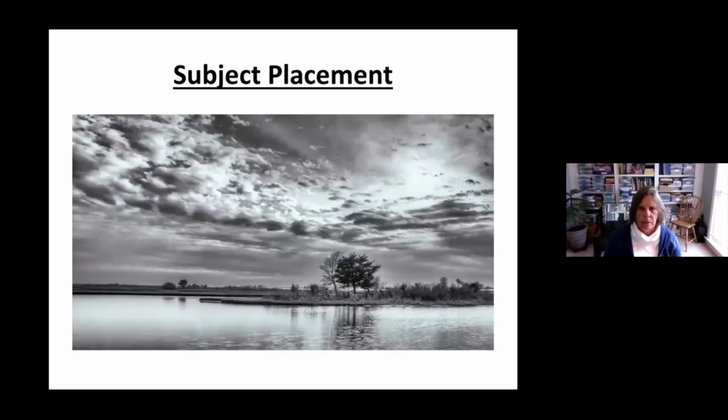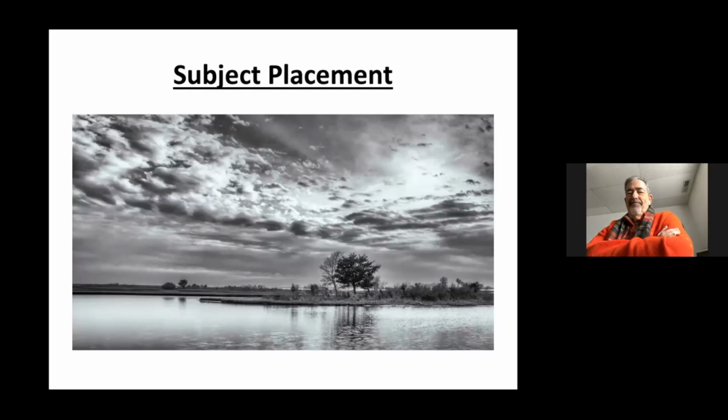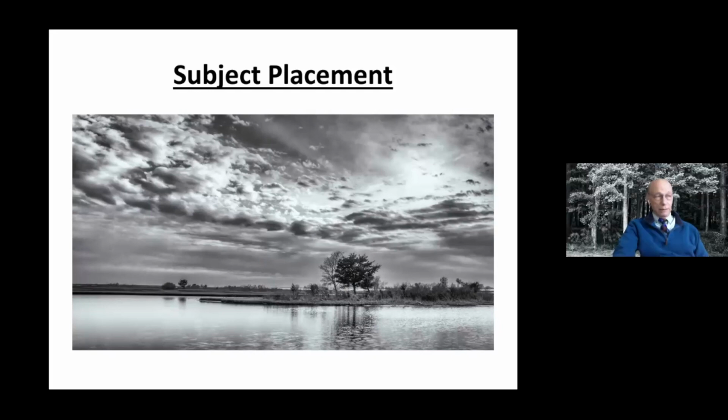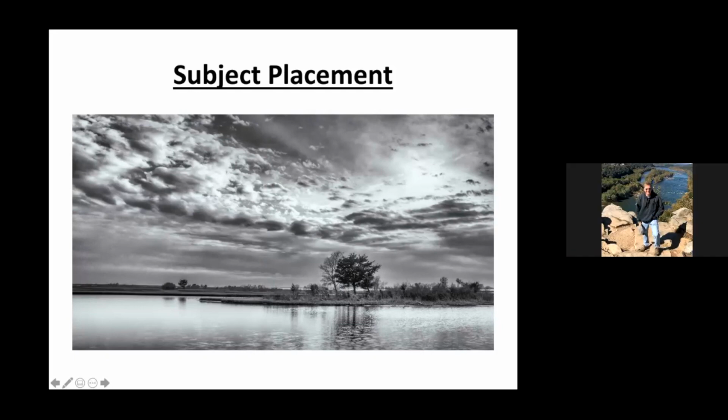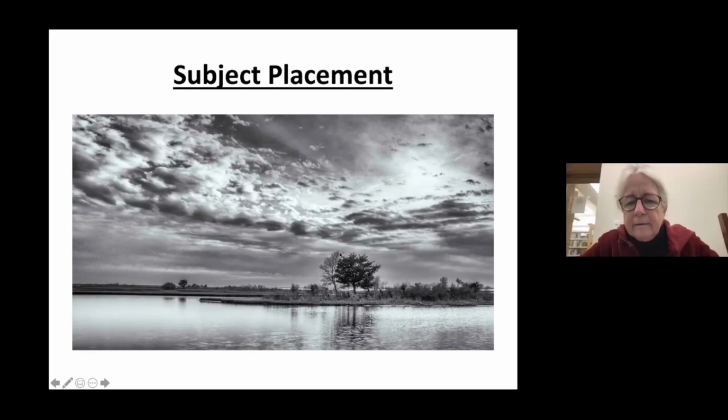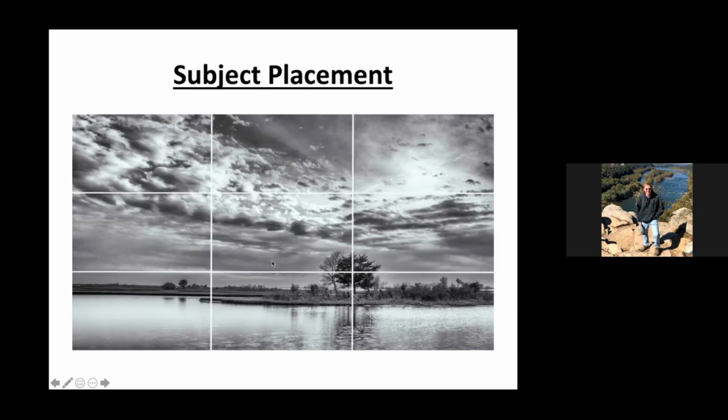What's the subject? The tree. I think the light coming through the tree, clouds. Is the light the subject, or is that helping bring you here? Well, that's where my eyes went. Your eyes went up here. Okay, good. Did it bring you down here by any chance? Yes. There's the rule of thirds.